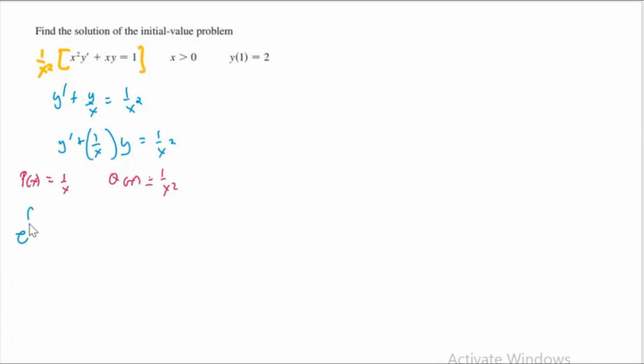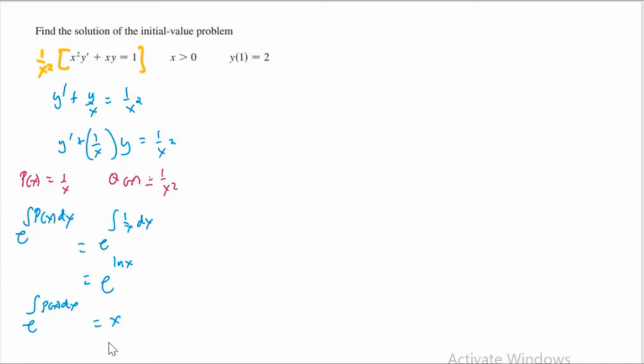We have e raised to the integral of p of x dx is equal to e raised to the integral of 1 over x dx. Then we take the integration of that. It gives us e raised to ln of x, and simplifying e raised to ln of x, the answer for the integrating factor is just equal to x. So x is equal to e raised to the integral of p of x dx, and we know that the left-hand side is what we call the integrating factor.